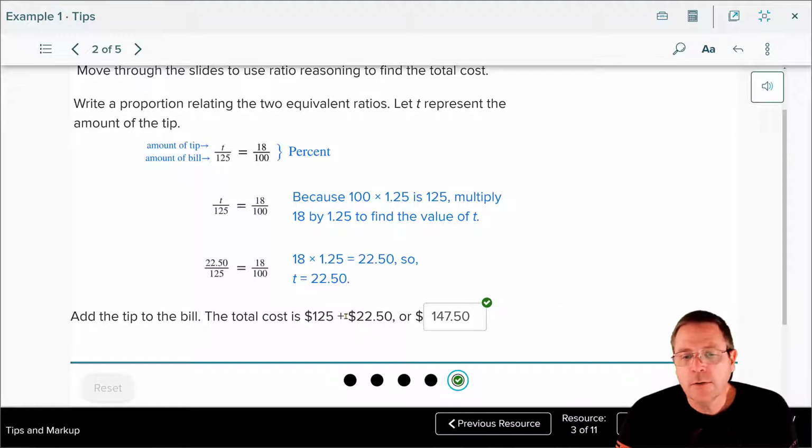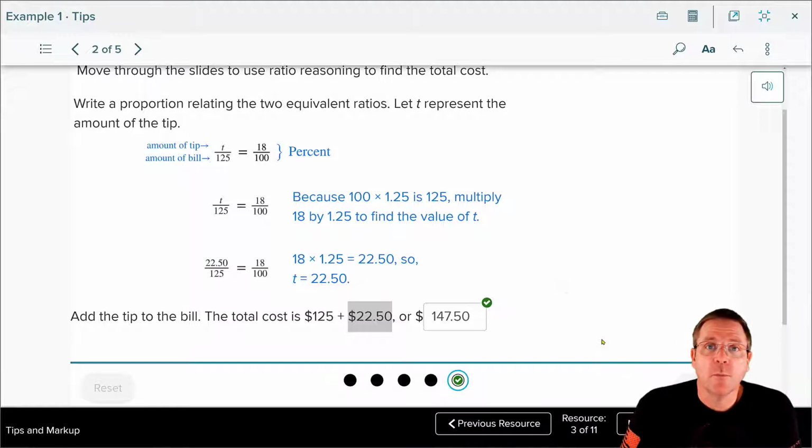Now, I told you earlier the tip would be $25. They have $22.50. What's the difference? The difference is I was basing mine off of a 20% tip. They're basing theirs off of an 18% tip. That's why mine was a few dollars more.